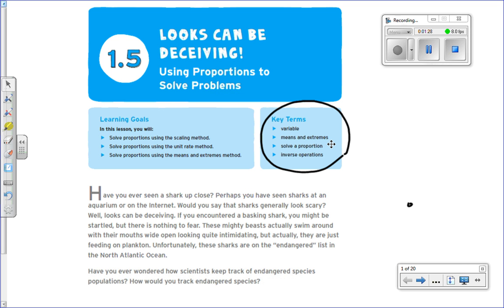Unfortunately, these sharks are on the endangered list in the North Atlantic Ocean. Have you ever wondered how scientists keep track of endangered species populations? How would you track endangered species? Well, we're going to get into some proportional reasoning to, in fact, answer those kinds of questions. So let's go ahead and get started.